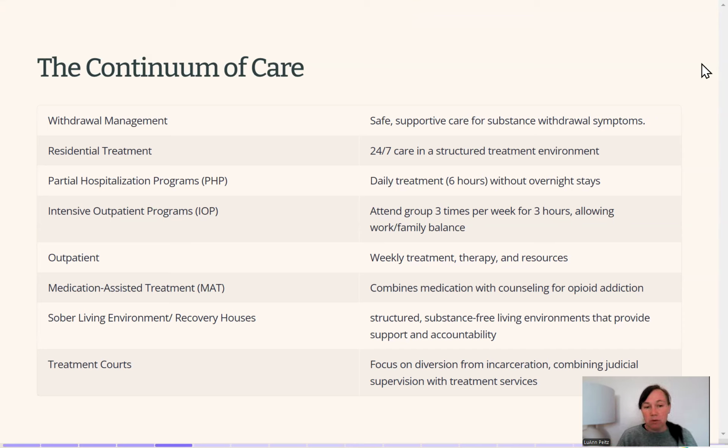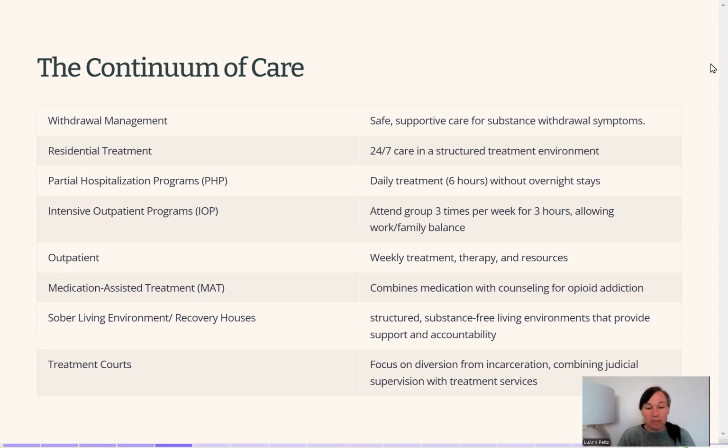Partial hospitalization programs, which is a daily treatment, 6 hours a day without overnight stays. Normally there's an hour lunch, so 5 days a week would be around 20 to 25 hours, depending on the program. Intensive outpatient programs, attend group 3 times per week for 3 hours. And this really allows for people to transition into like a work life balance and still get treatment. And then outpatient is normally like once a week, and it could be addiction treatment services, therapy, or different resources in the community.